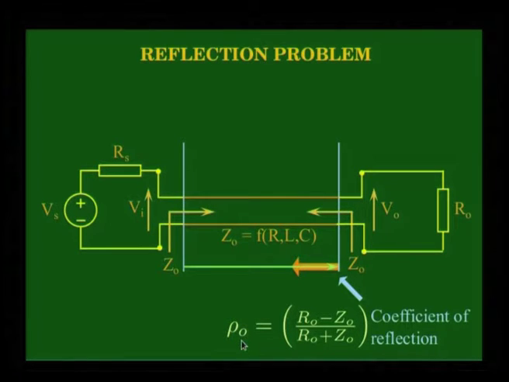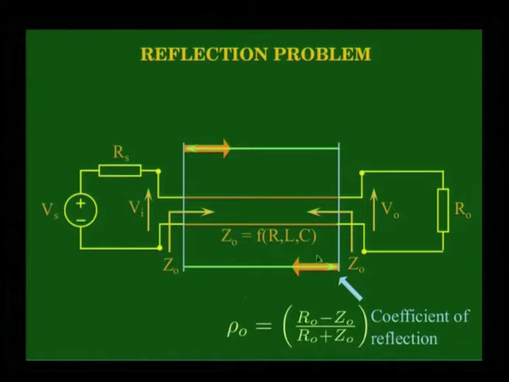Now, that is given by rho naught, the output side or the load side reflection coefficient, R naught minus Z naught divided by R naught plus Z naught. Look at this here, the numerator R naught minus Z naught. If the load and the transmission line characteristic impedance are matched, if R naught equals Z naught, then there is no reflection, the reflection coefficient becomes 0. So, impedance matching becomes very crucial when you are talking of transmission line effects and high frequency issues.